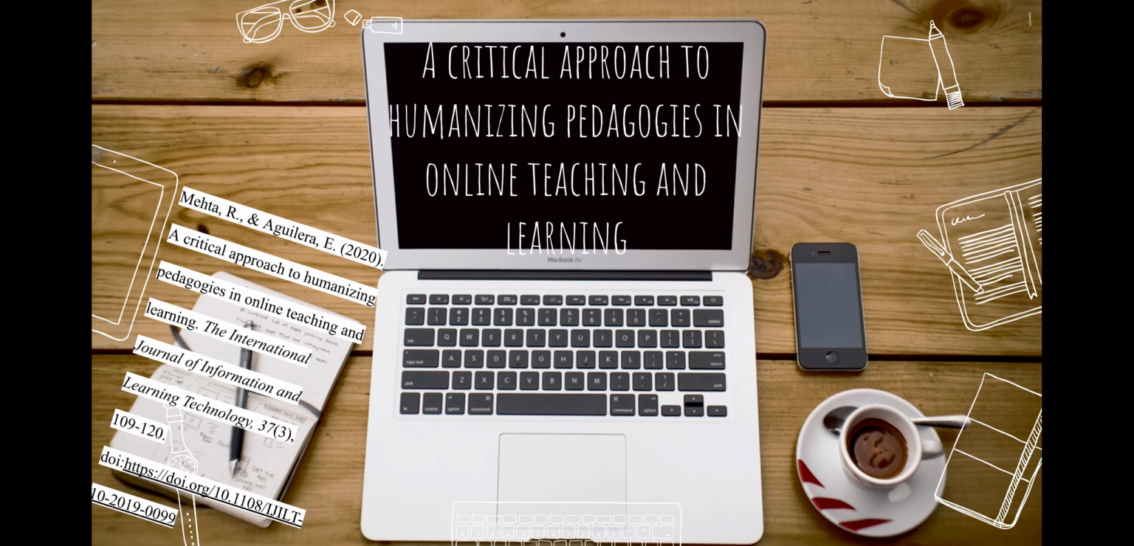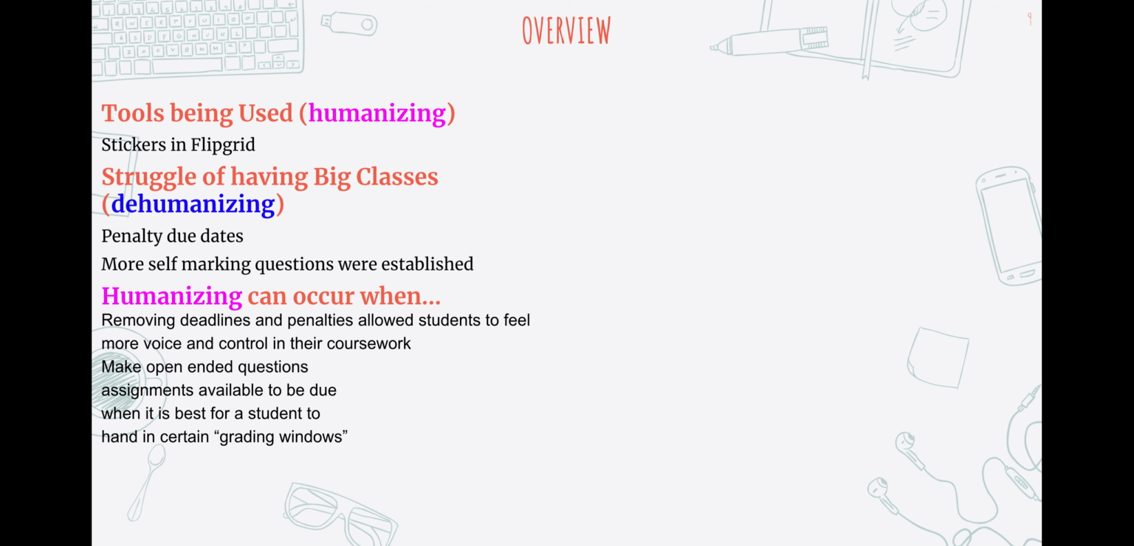Next article, humanizing, as I was talking about. Let's look at this one, where they were saying humanizing usually occurs when there is lots of activity happening, and dehumanizing does happen when there are too many students in a classroom. Like in some universities, they have 300 students, and even in some of the high school courses that I teach, I could have up to 100 kids. So what happens is that it's mostly self-marking questions that are established, and there are penalty due dates if you hand in things late.